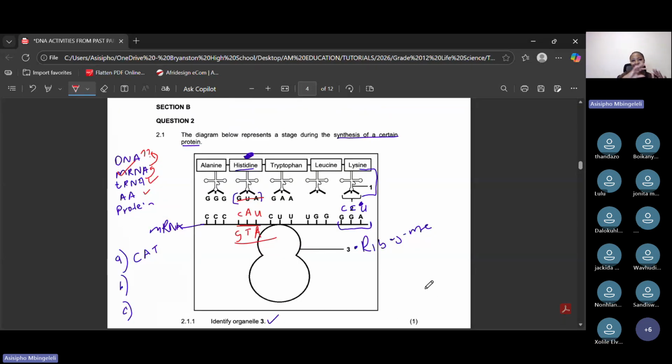So mutation is a change that may happen during DNA replication or during transcription. Now, this is where the change happens. Remember, in our DNA, we find the bases.